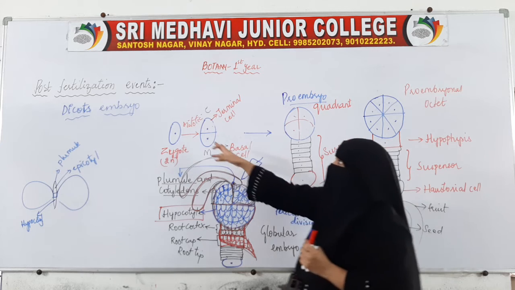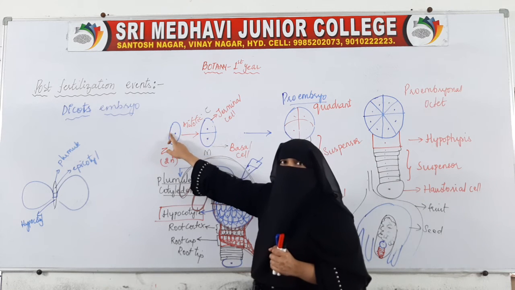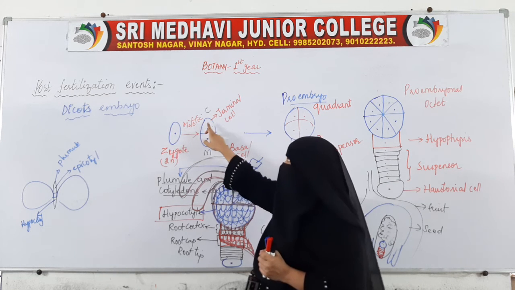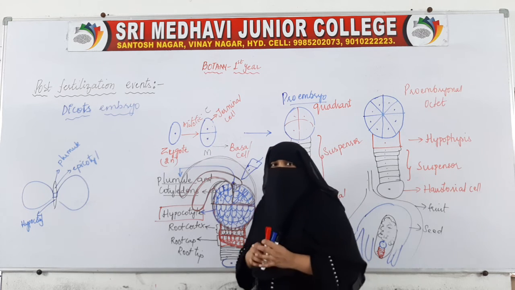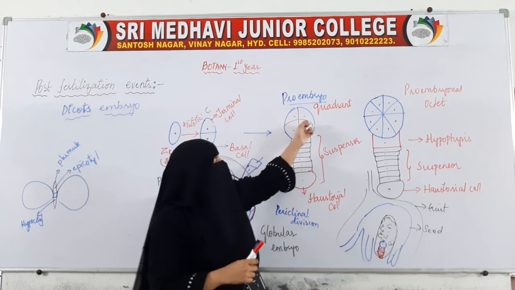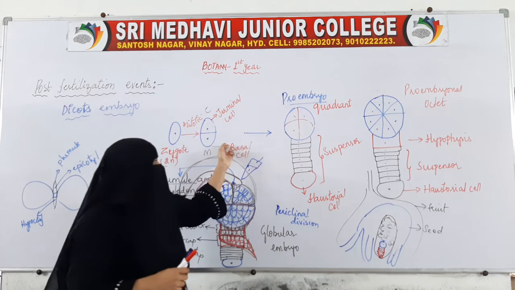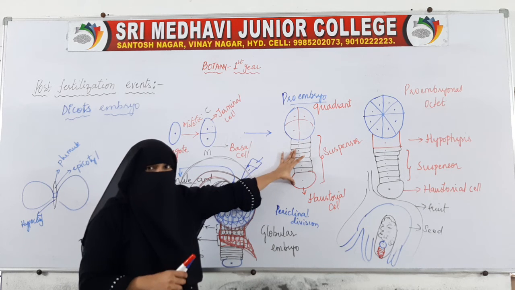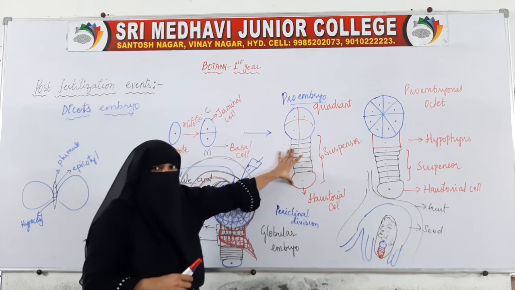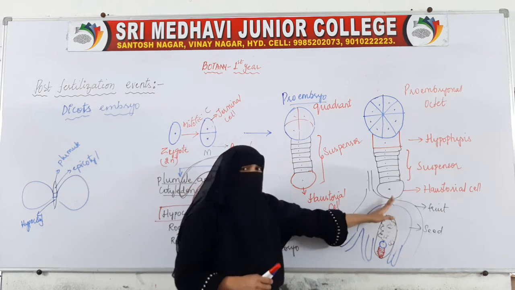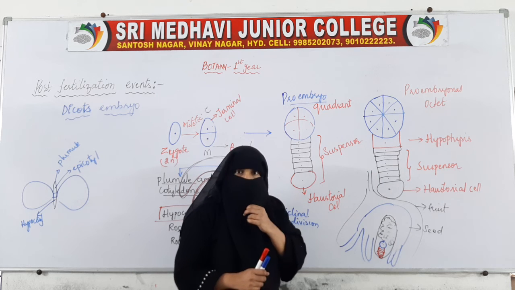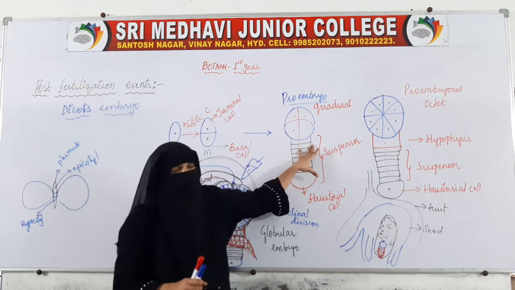So, this is how the zygote, which was a single cell, has divided and produced two cells, that is the terminal cell and the basal cell. The terminal cell has given rise to the proembryo and the basal cell has given rise to the suspensor. The suspensor's function is to push this embryo towards the nutrition, towards the endosperm. That is the only function.